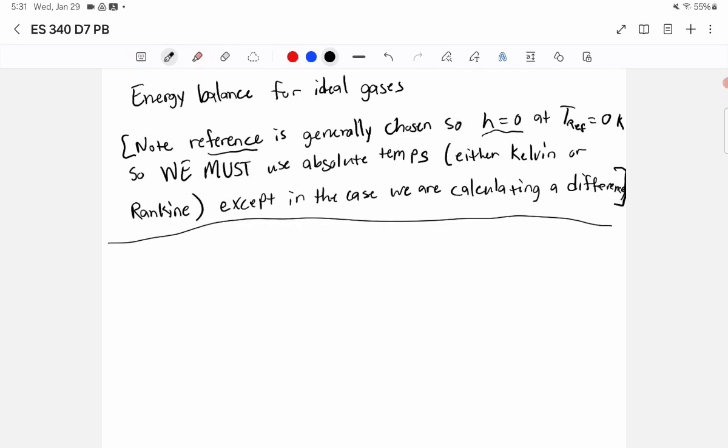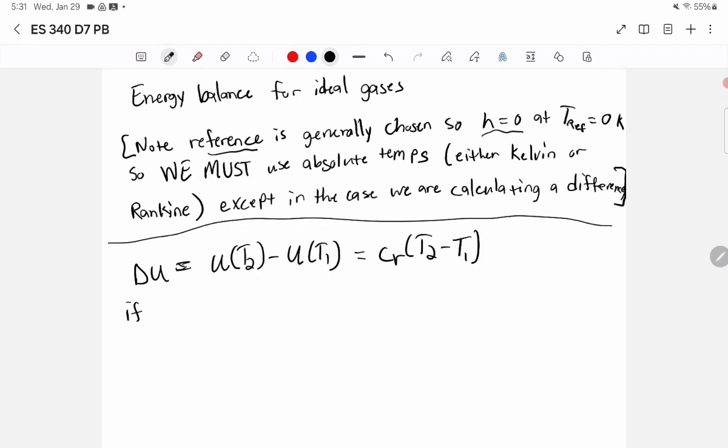But in any case, for ideal gases, what we find is, again, that we have the equations for our change in U, which I'll write as U of T2 minus U of T1. Oftentimes we'll just put U2 minus U1, same idea, is equal to CV of T2 minus T1 if CV is constant. Now, why is this the case? Again, ideal gas, of course.